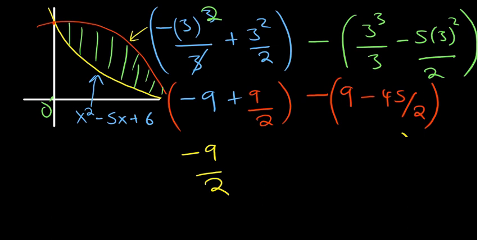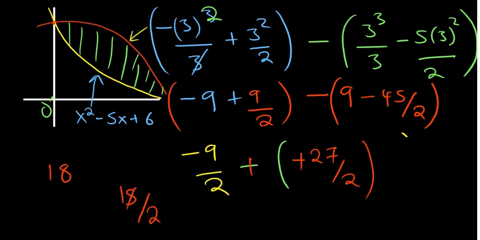And then the other part, we have a minus. So 2 times 9 is 18. 18 minus 45, which is negative 27 over 2. And then, since we've got the same base, negative times negative gives us a positive. Now 27 minus 9 is 18. So we have 18 over 2, which just gives us a 9.